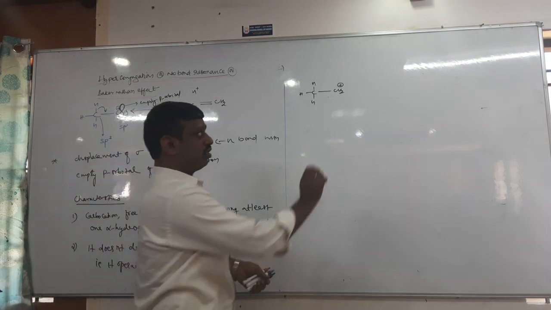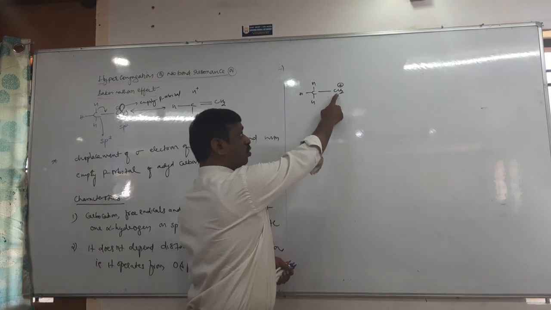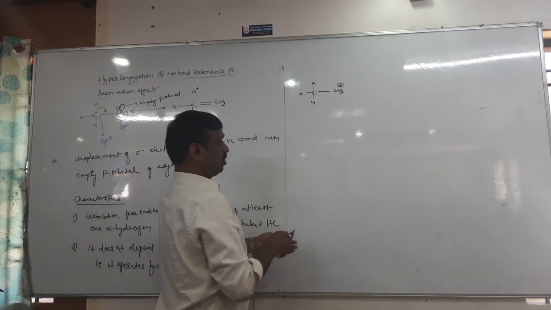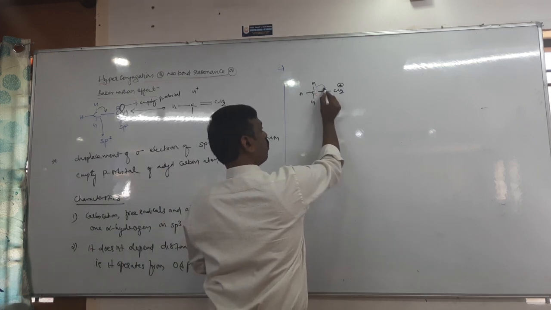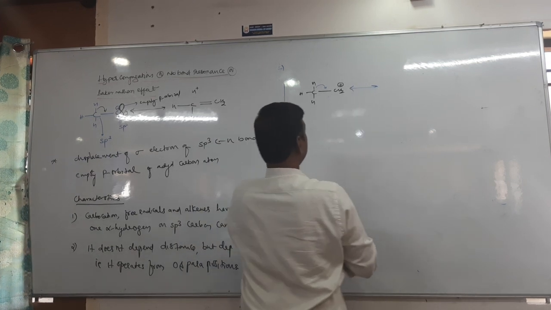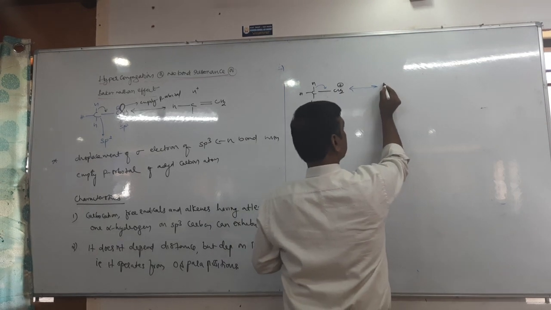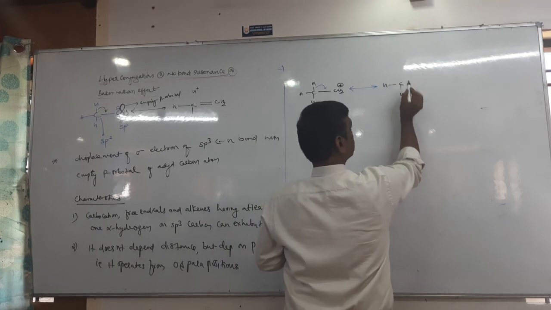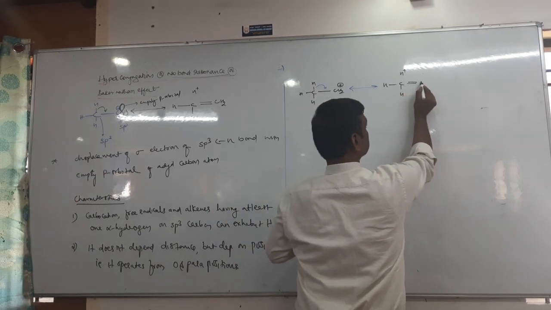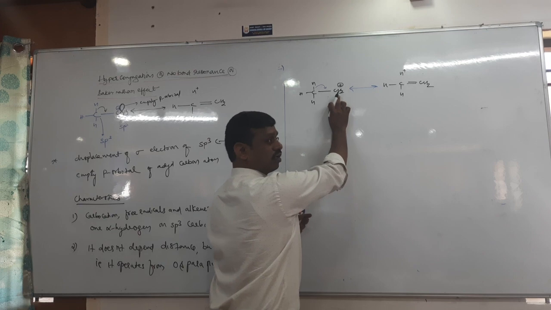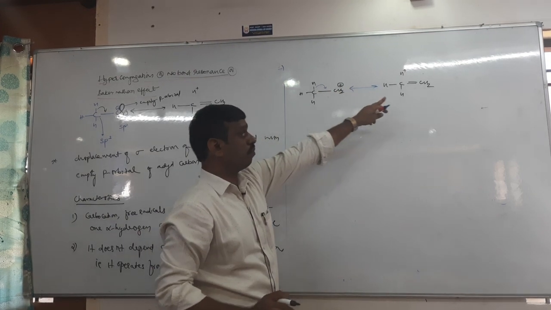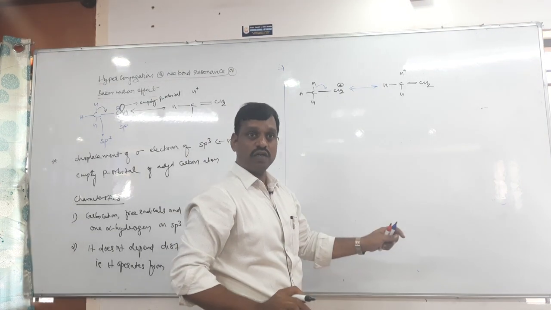For hyperconjugation, there is a carbocation, and adjacent to the carbocation is the alpha carbon. This alpha carbon has 3 alpha hydrogens, and these 3 alpha hydrogens are involved in hyperconjugation. To write the hyperconjugation structure, you should not change the position of the hydrogens. Write the remaining 2 hydrogens as they are. One becomes H plus. Why? This bond completely shifts here, and the carbon which was positive becomes neutral. Therefore, the double bond comes here. This is one.